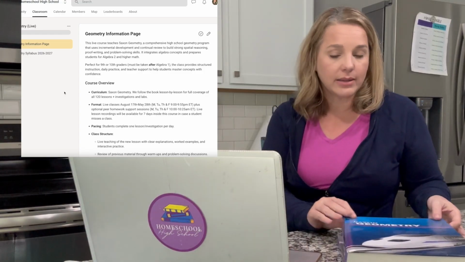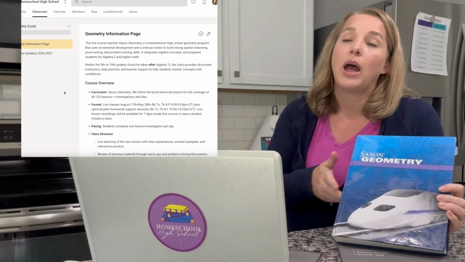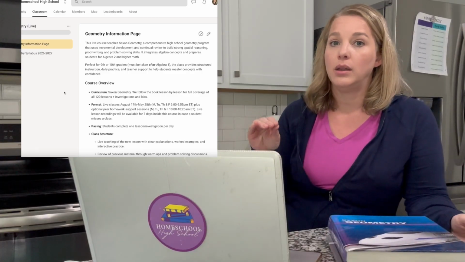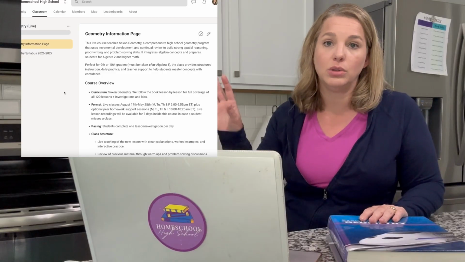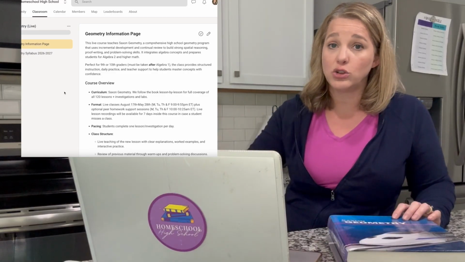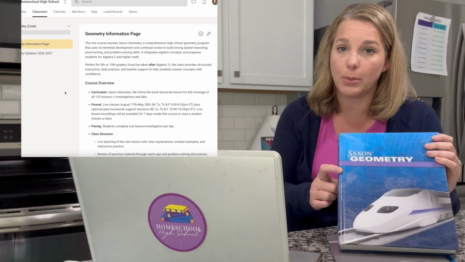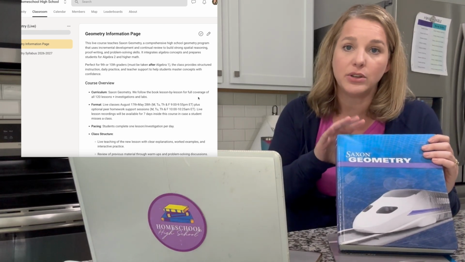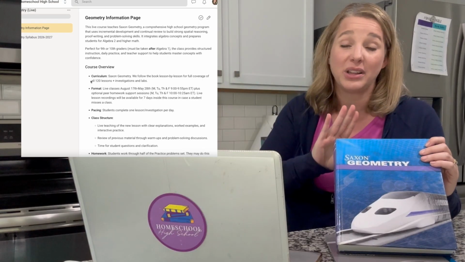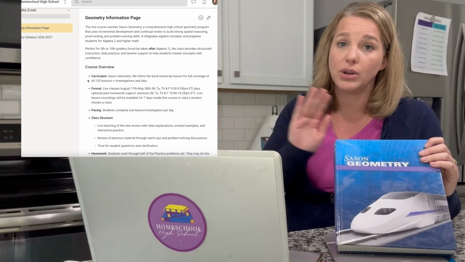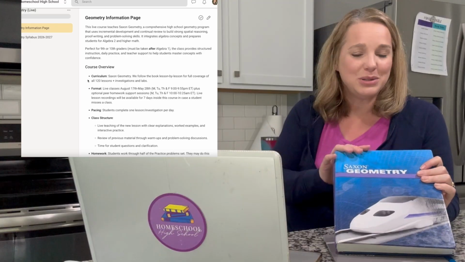We'll be using the Saxon geometry class. Saxon has 2 versions. So Saxon Algebra 1, 3rd edition, incorporates geometry into their class. 4th edition Algebra 1 pairs with this 1st edition of geometry, where they've separated out the geometry piece. I like it because then you can have them as separate classes on your high school transcript, and it kind of keeps you on one track throughout the whole year. So that's why I'm using this one.